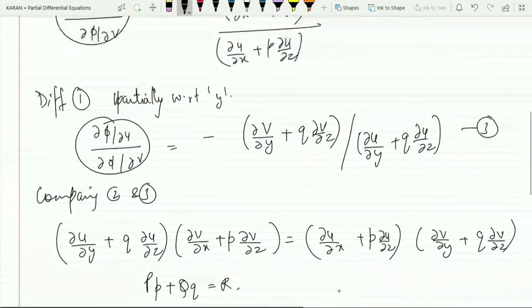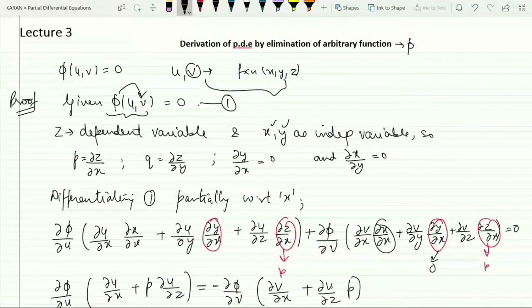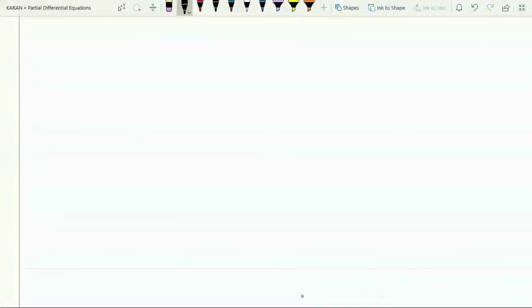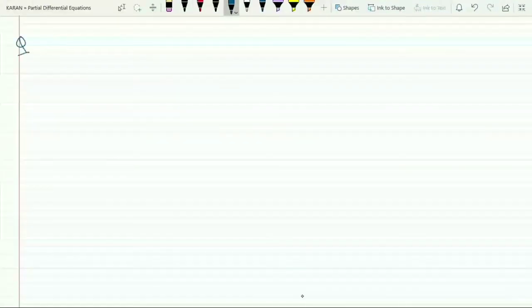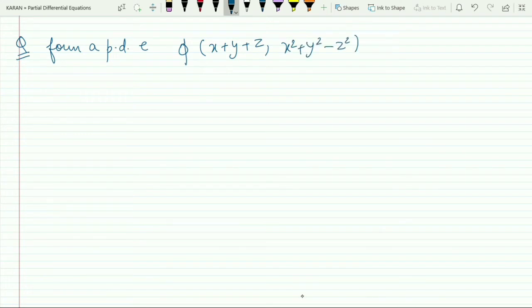So this is the way you can form a differential equation when we are given any arbitrary function. And I will use a similar approach in the question to make things more clear. So let me consider a question here. Form a partial differential equation by the elimination of arbitrary function phi, where phi is given as (x plus y plus z, x square plus y square minus z square) equals 0.